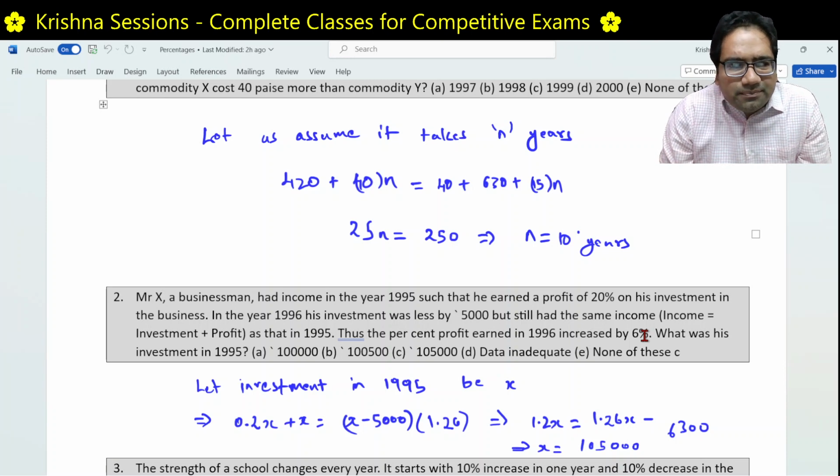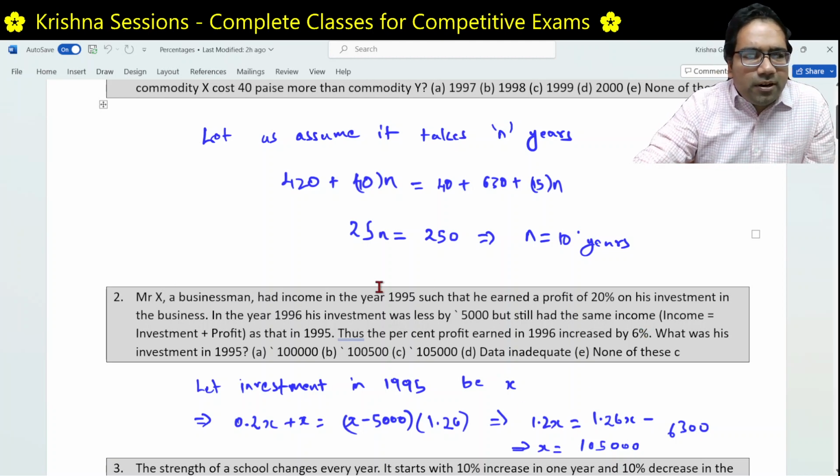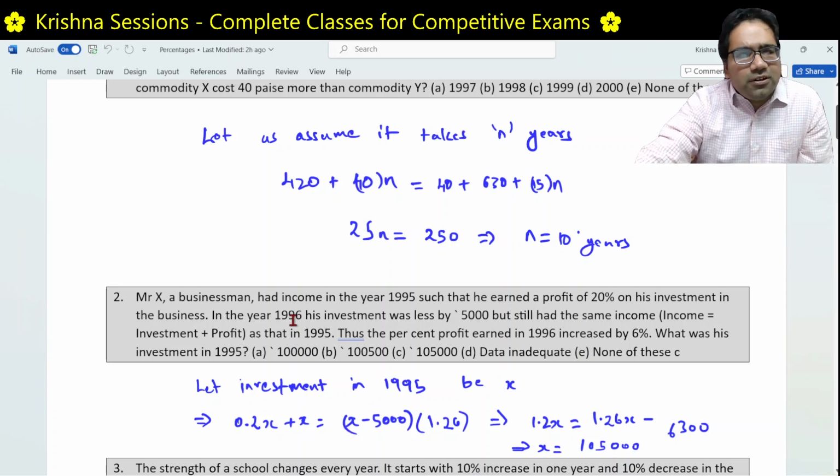And what is he saying? What is the income at the end of 1995? It is what he originally invested, that is X, plus whatever profit he has got. Profit he has got is 20%. So the income of 1995 is the original X plus additional profit 0.2X. That is the original income. Now he's saying in 1996, with lesser investment, he also got the same income.